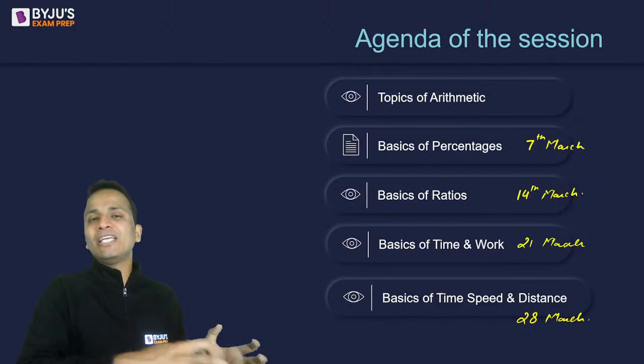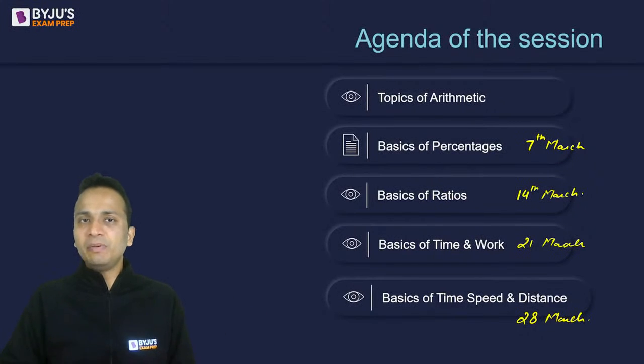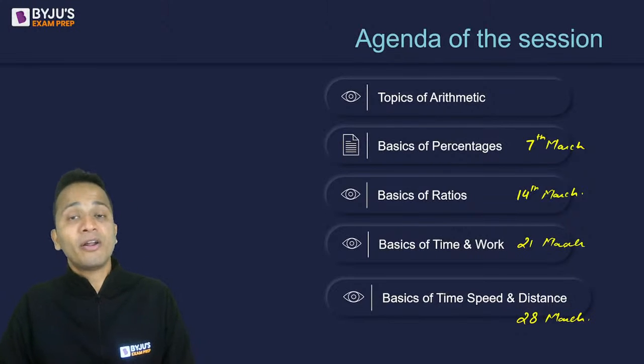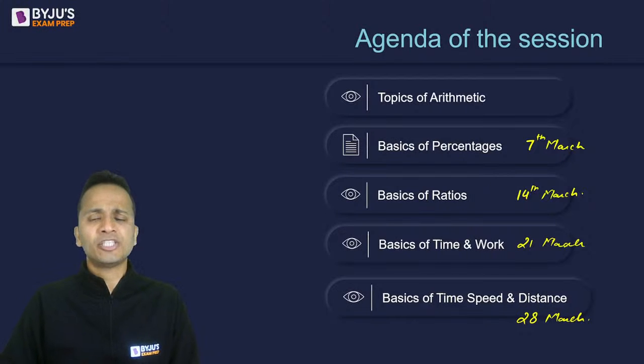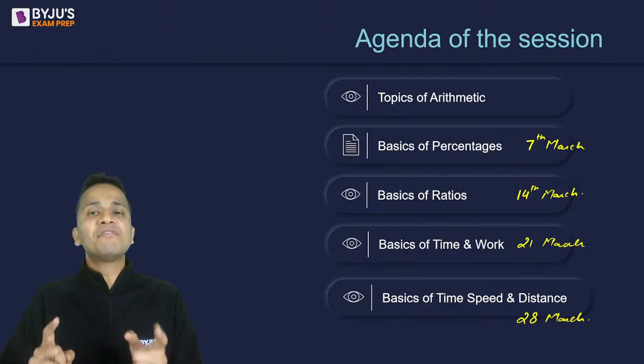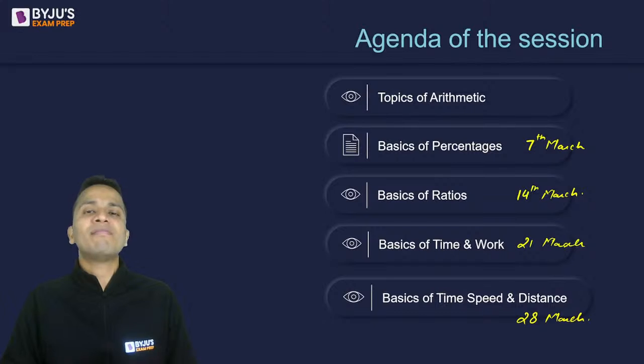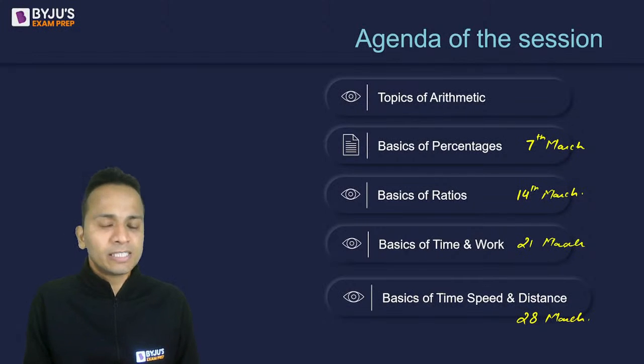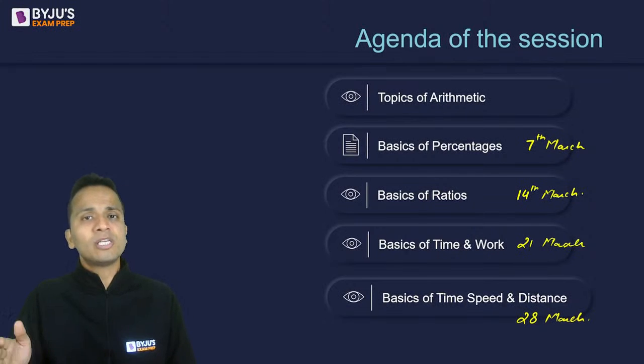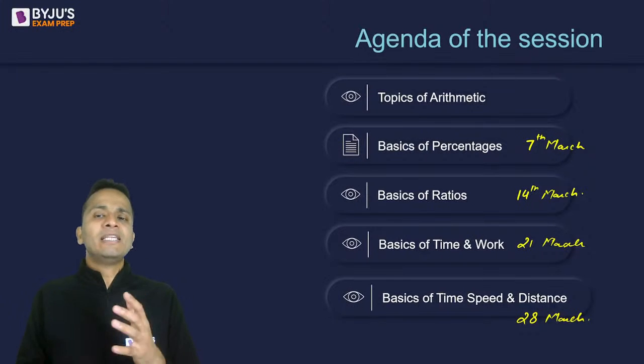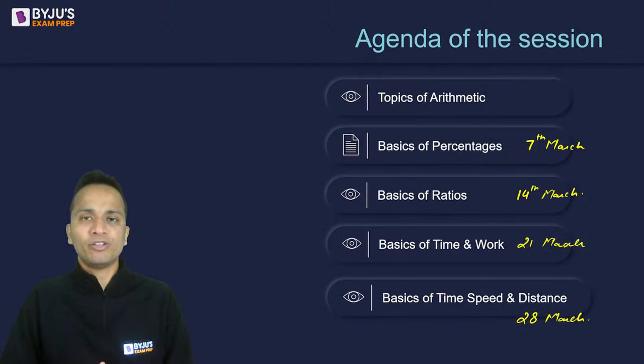So I'll not be exactly copying these questions. I'll be changing some of the data so that you will have a certain challenge in front of you. All right. The same thing we'll be doing for ratios, averages, mixtures, and alligations on 14th of March. So after 7th of March, you will again have 1 week to work on the concepts of ratios and its applications. And then we'll have a revision session on 14th of March.